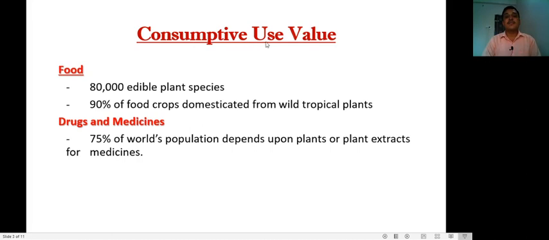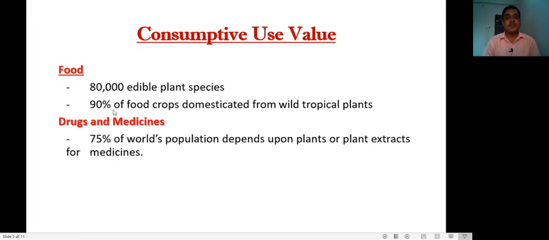So this is the first use or value of biodiversity, that is consumptive use. What is meant by consumptive use? Particularly in this type of use or value, we consume or take benefit from living organisms, it may be from plants or from animals. For example, we use biodiversity as a food material, because nearly 80,000 plant species are of edible type. Edible means we consume these species, or parts of those plants, it may be the flowers, the fruits. We enjoy those parts as a food material.